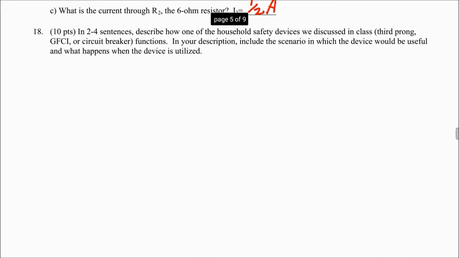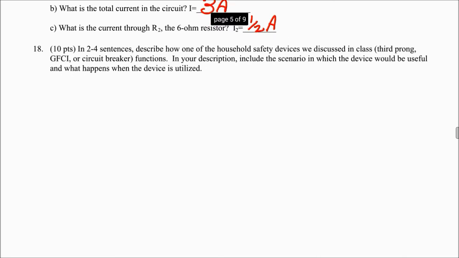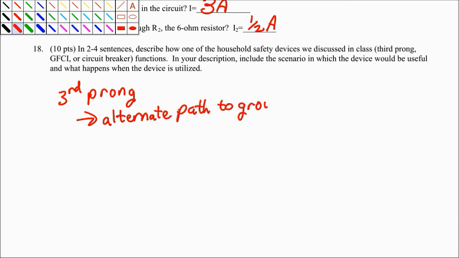2 to 4 sentences. Describe how one of the safety devices we discussed works in class. All right, how it functions, scenario in which the device would be useful, and what happens when the device is utilized. Okay, well for the third prong, I'm not going to write these in sentence form, but I'll just give you the points. So for the third prong, this provides an alternate path to ground. By the way, some of these answers you could have gleaned from the multiple choice, which was done intentionally.